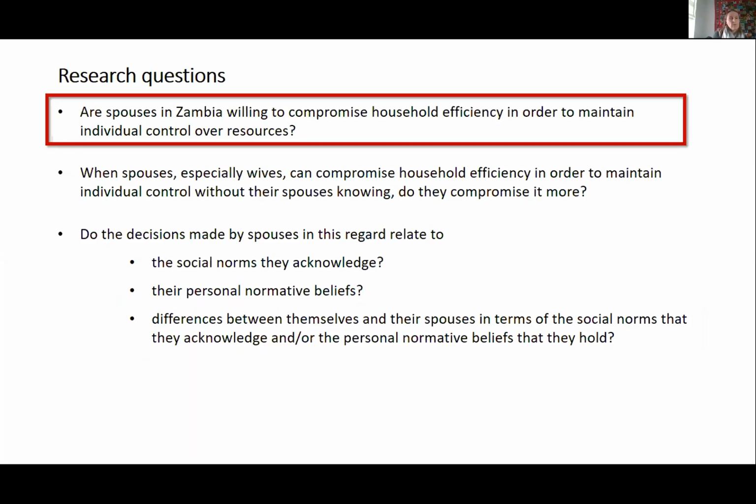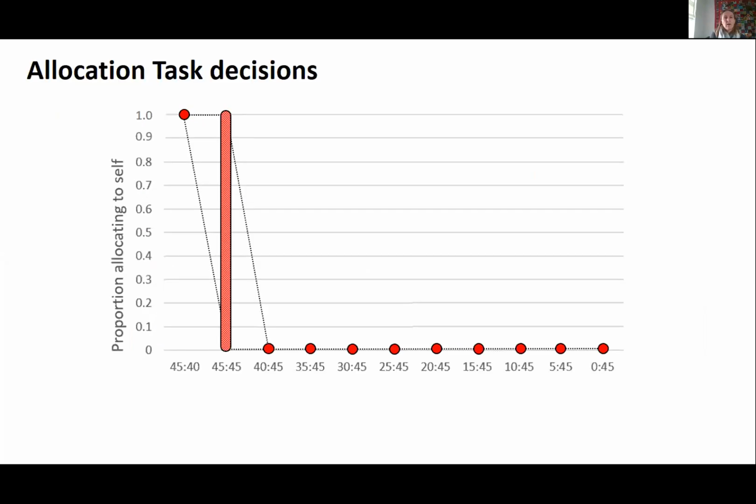So let's start with our first question, and I have to speed up. So, allocation task decisions. If there is no compromising of household efficiency, then this is what our graphs would look like. We're agnostic about who they allocate to in the 45 to self versus 45 to other decision, but when it's costly to allocate to themselves, we expect them not to do it, and when it's costly to allocate to their spouse, we expect them to allocate to themselves.